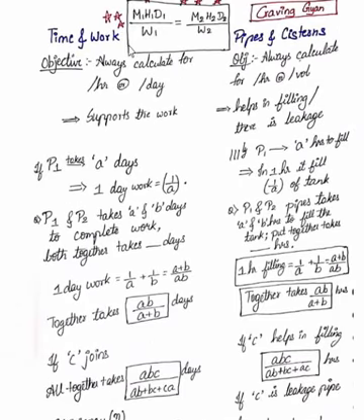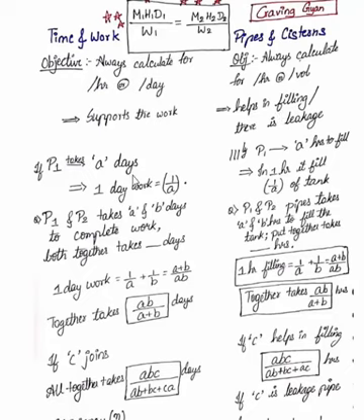Time and work, which is very important for all competitive exams. The objective is always to calculate per hour or per day. In the case of time and work, the third person will always support the work. In pipes and cisterns, the third pipe may be helping in filling the tank, or the third pipe may be a leakage one.